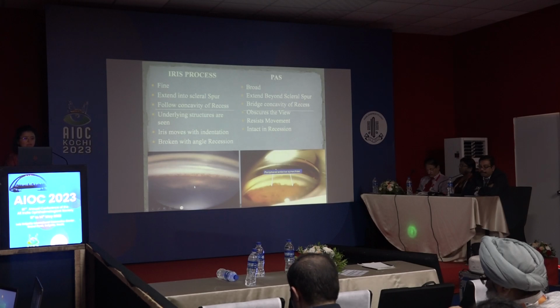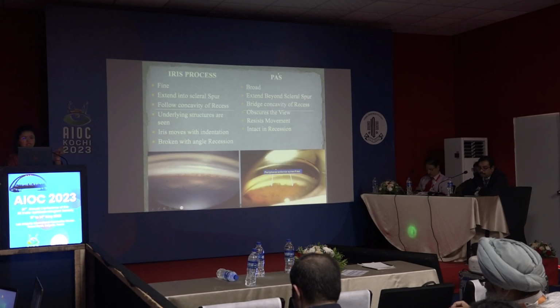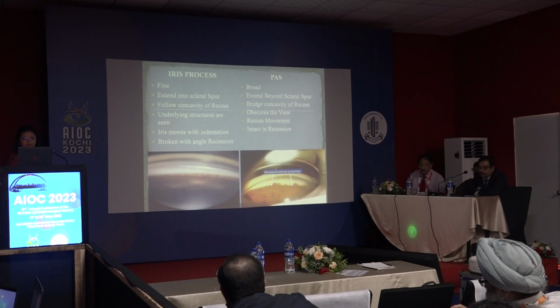And apart from that, one should know what is the difference between the iris process and a peripheral anterior synechiae. If you look at these iris processes, these are fine filiform, finger-like projections that follow the contour of the angle recess. When you magnify it, you can see that they are following the curve, versus the peripheral anterior synechiae, which are broad-based, thick beam-like structures, and you cannot see the structures beyond this.